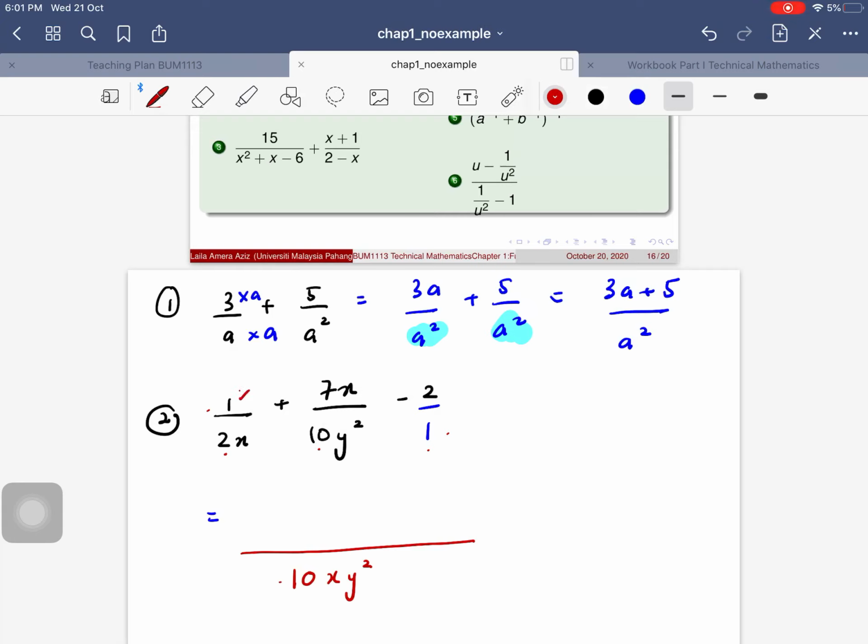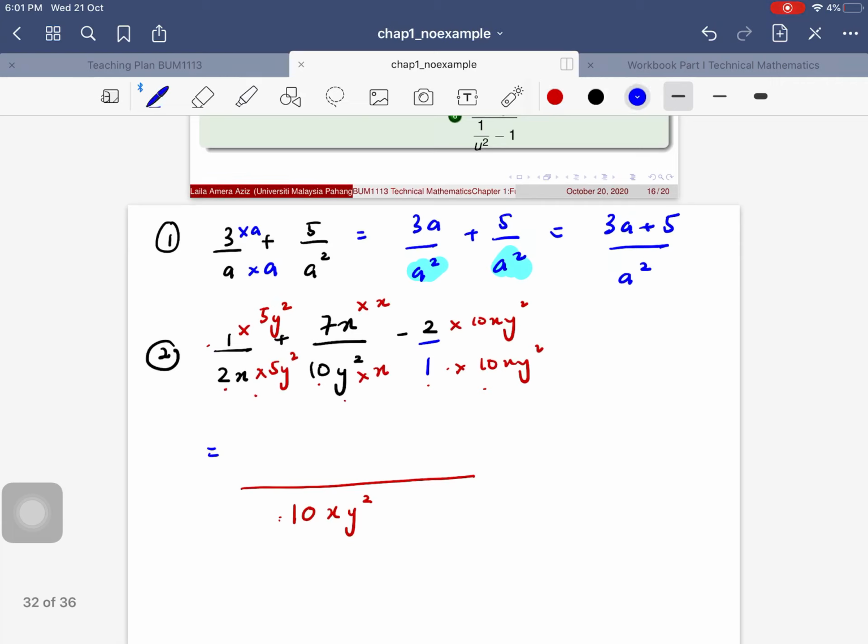I'm going to multiply the top by 5y squared, and the bottom is also multiplied by 5y squared. Then the denominator will become the same. The second term is multiplied by x top and bottom. And the constant, top and bottom, is multiplied by 10xy to the power of 2. Now all the denominators are going to be 10xy squared. So the first term is going to be 5y squared, the middle term is going to be 7x squared, and the last term is going to be 20xy squared.